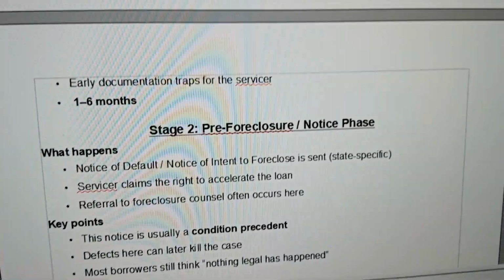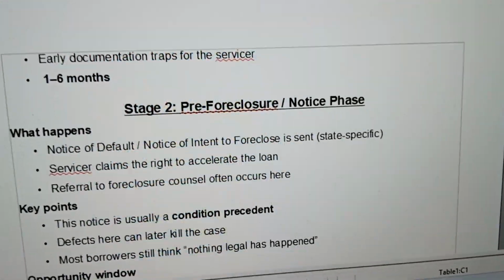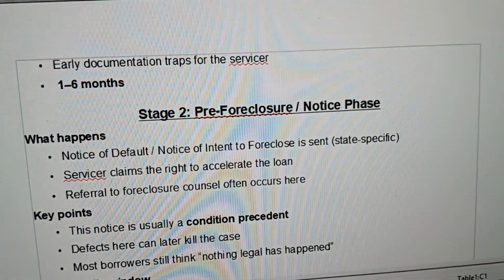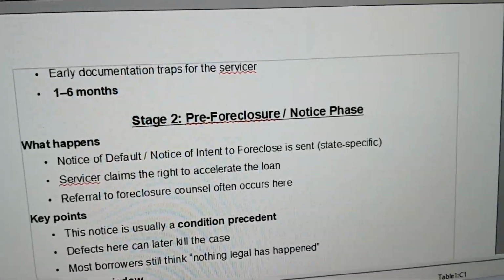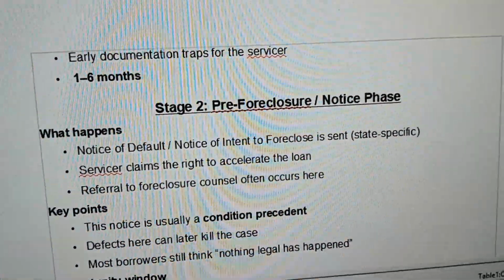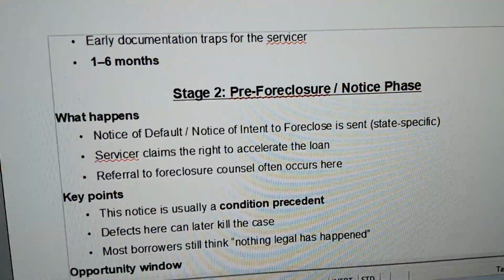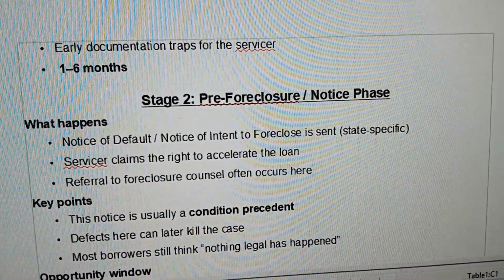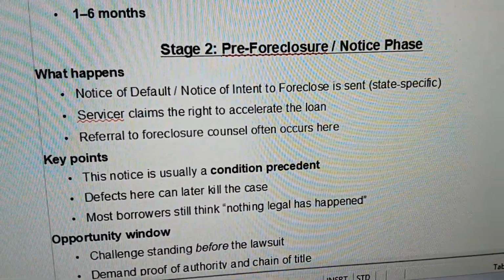Stage 2 is the pre-foreclosure notice phase. What happens? A notice of default or notice of intent to foreclose is sent. Again, this is state specific, so you have to look up your state's foreclosure laws. The servicer claims the right to accelerate the loan. Referral to foreclosure counsel often occurs here. The key point is this notice is usually a condition precedent. Defects here can later kill the case.